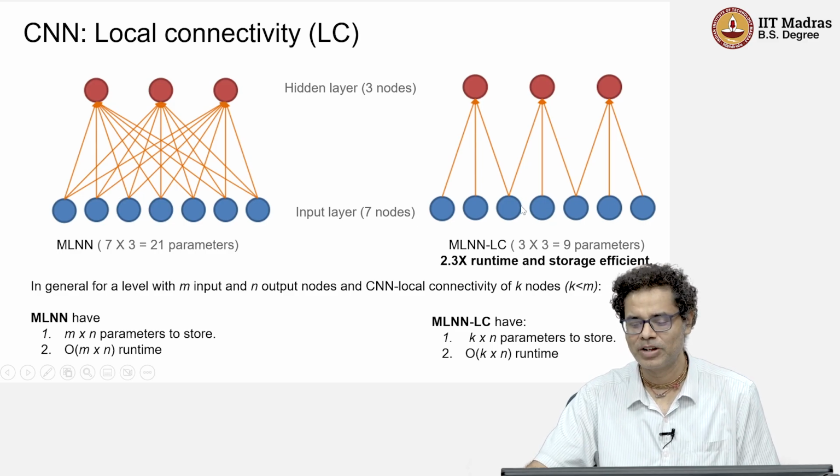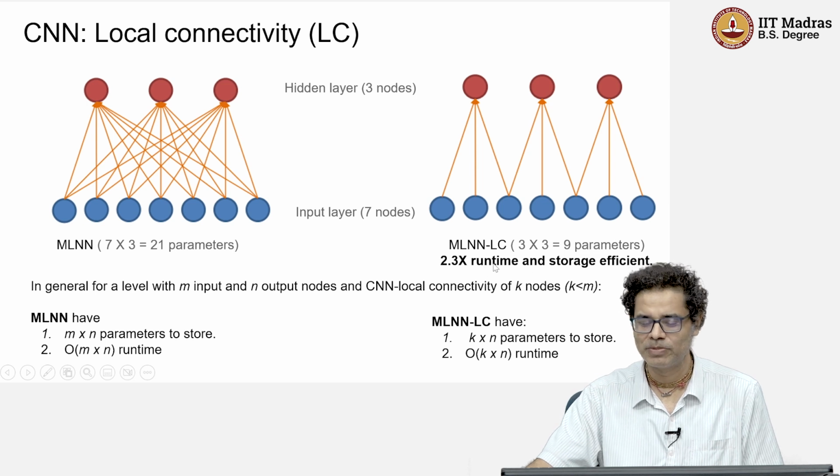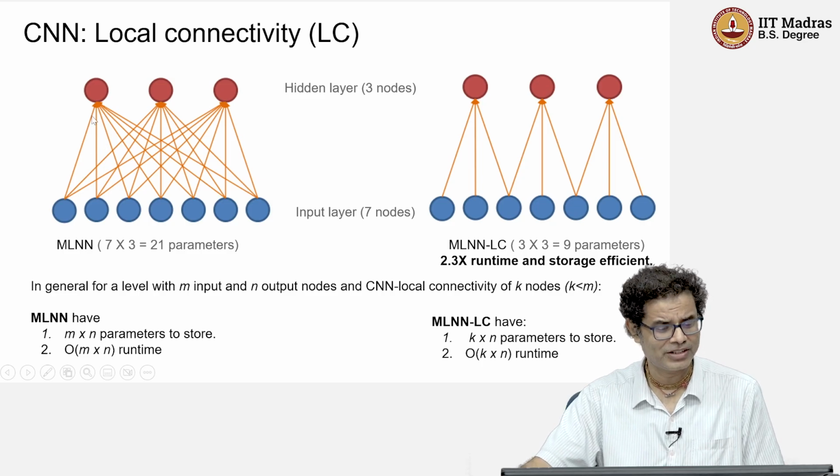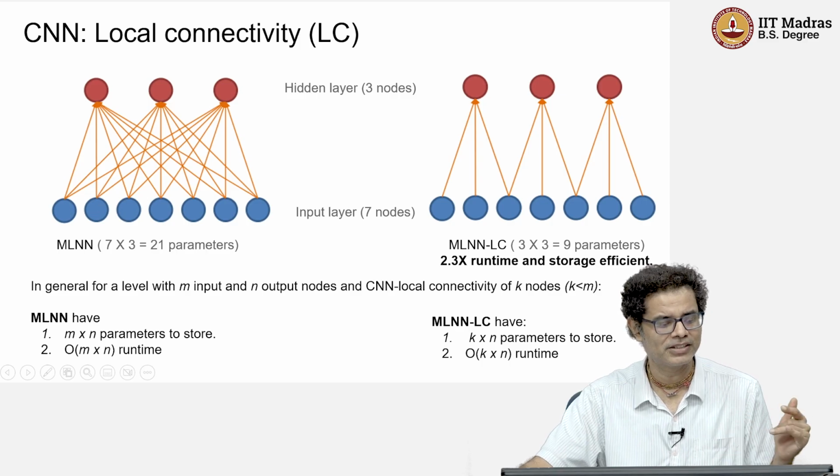In that case, the number of parameters reduces, because we can see for this node there are only 3 nodes which are input. For this also 3, 3, so 9 parameters. And also runtime is reduced by the same factor. Here the number of multiplications is also 21 actually, 7, because to obtain this we need 7 multiplications, W1 into this, W2 into this, so 7 multiplications, and then there are 3, so it is 21.